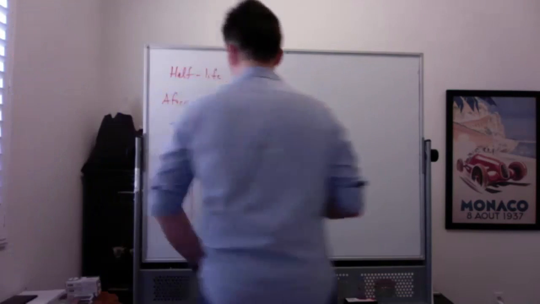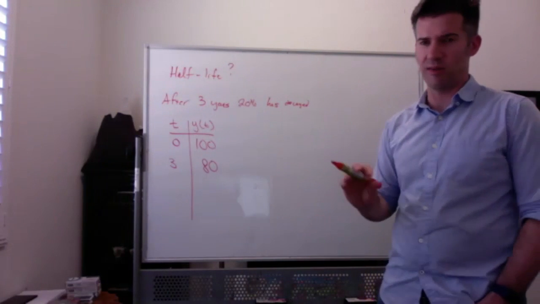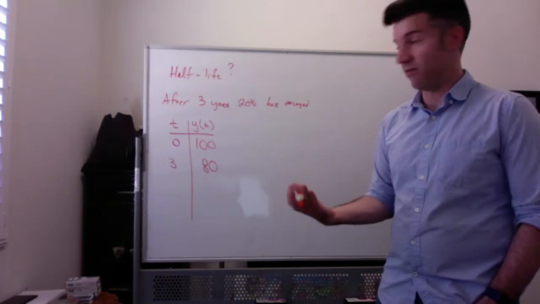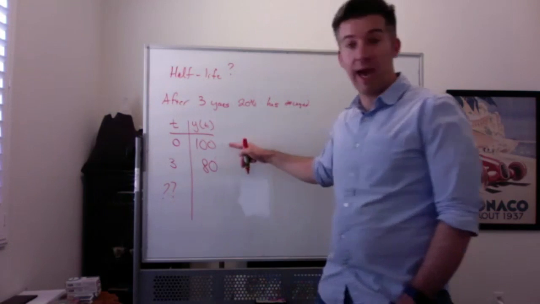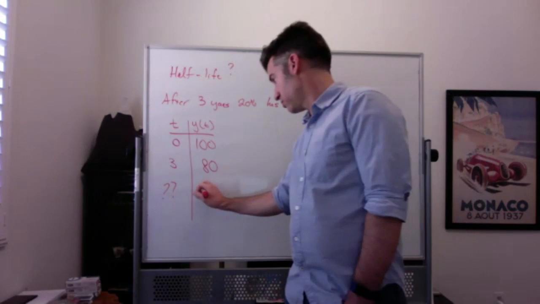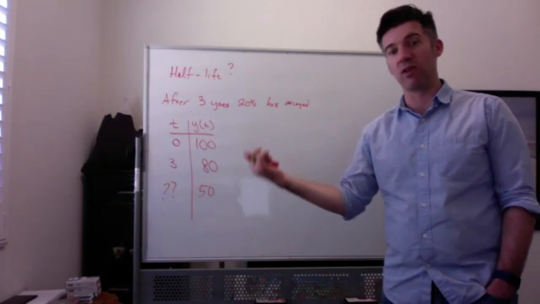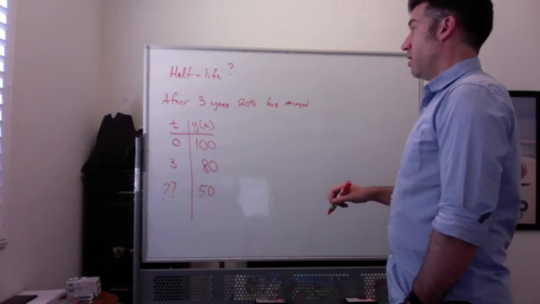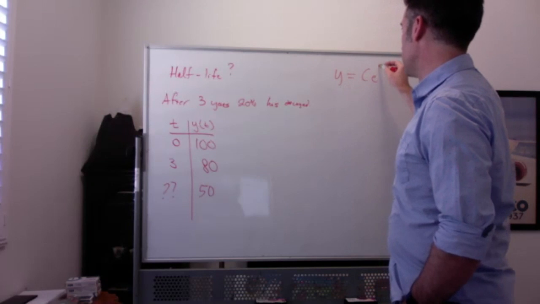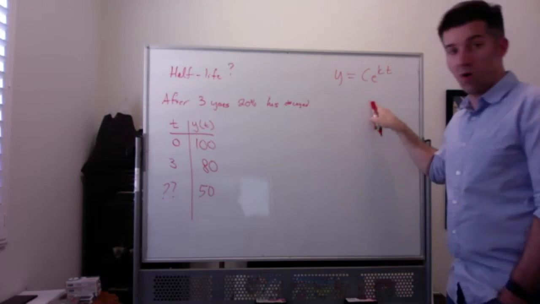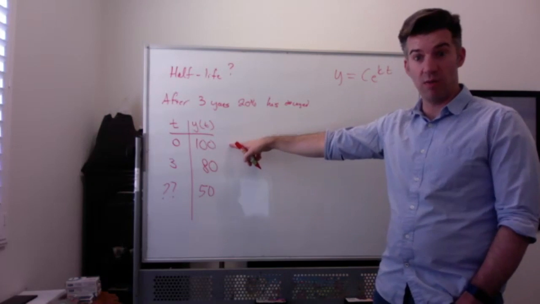All right. Oftentimes the question is, what's the half-life? So the question is, what time is it when I get to half of what I started with, which is 50%, 50 grams, 50 kilograms, whatever units you're thinking of. All right, so usual model, y equals c e to the kt. And we already know that c there should be 100 because that's what we decided our initial amount is.